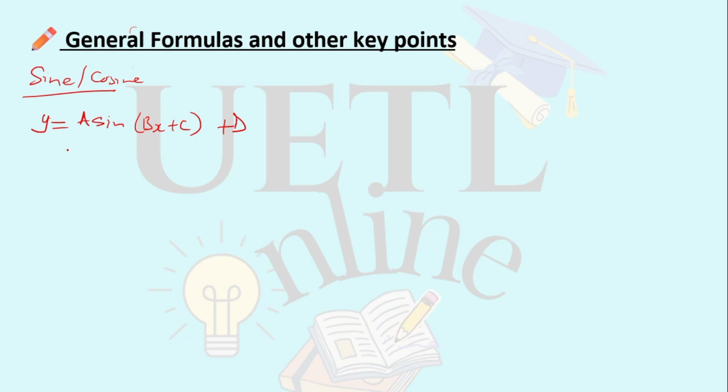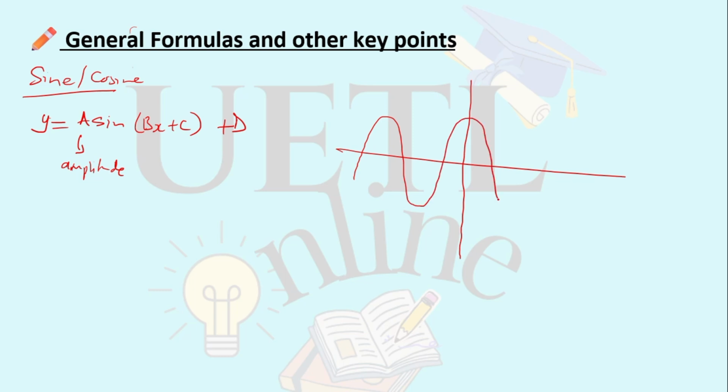Here we can see that this a affects the amplitude. If we have our graph like this, this is a cosine graph. Let's assume this one goes from 1 to -1. This is what we call amplitude, and it is determined by the value of a. So if this value of a is 2, this means that our values here are going to be 2 and -2. So this one is our amplitude.